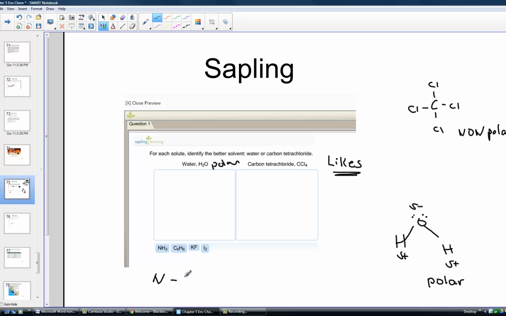If ammonia is written out as its Lewis dot structure, NH3, you see these exposed electrons on the nitrogen? This is a polar molecule due to that exposed electron set up here, making this region a little bit negative. Ammonia will dissolve better in a polar solvent than a non-polar solvent.